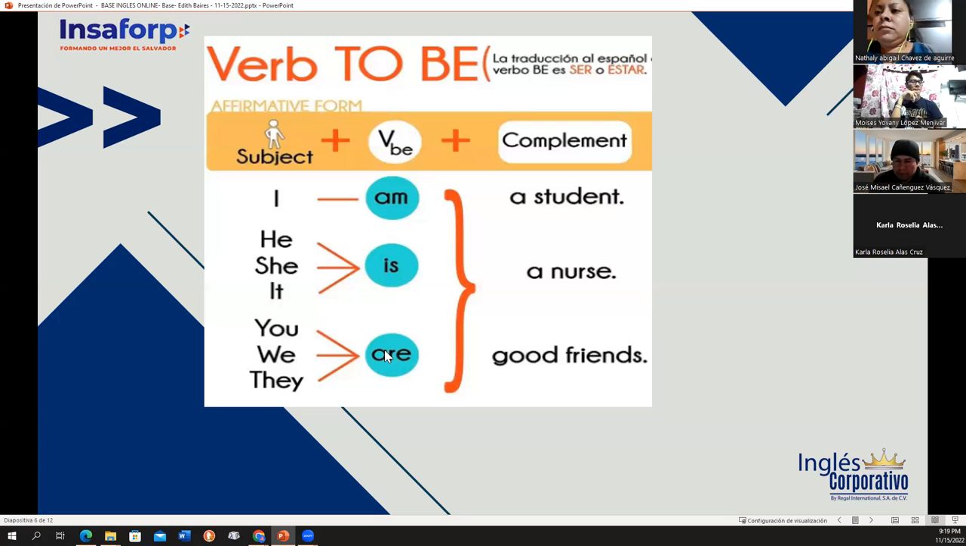Be significa ser o estar. Esa es la traducción al español del verbo be. Significa yo soy o yo estoy, ella es o ella está, él es o él está, eso es o eso está, tú eres o tú estás, nosotros somos, nosotros estamos, ellos son, ellos están.